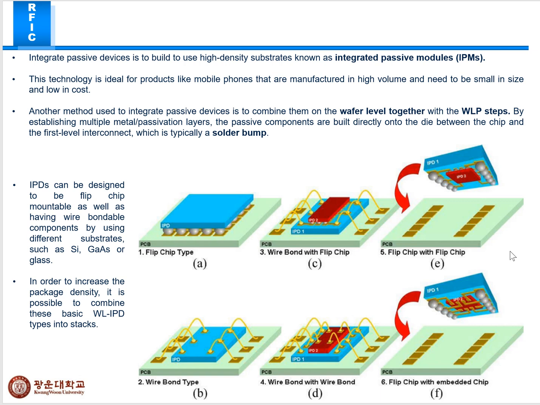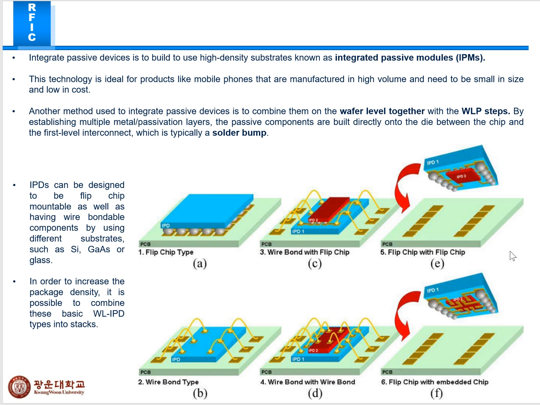Next, this technology is ideal for products like mobile phones that are manufactured at high volume and need to be small in size and low in cost. Another method is integrated passive device, which combines them at WLP steps and establishes multiple metal passive layers, and the passive components are also built directly onto the die between the chip and the first level interconnect solder bump.